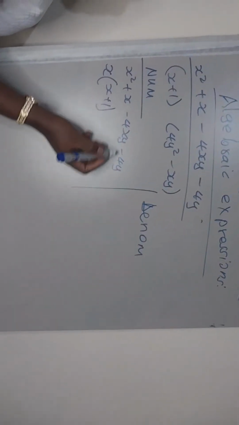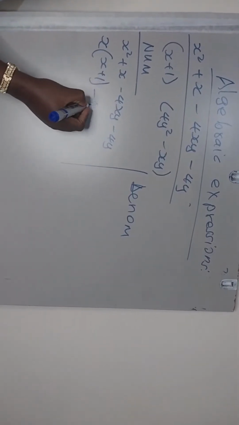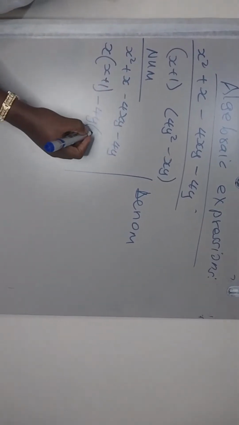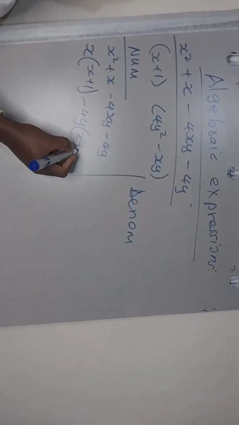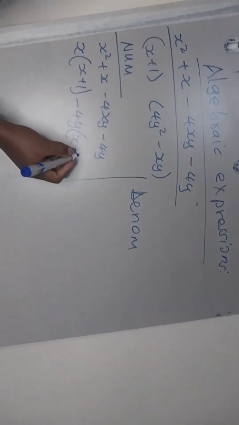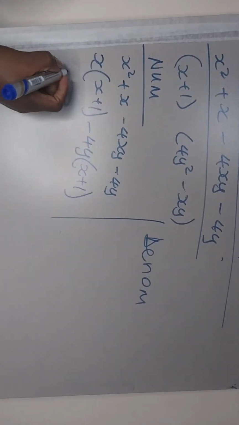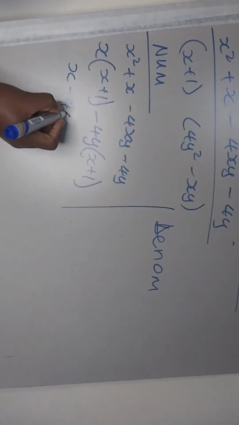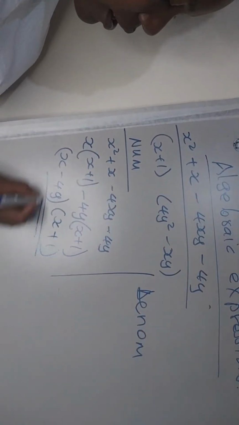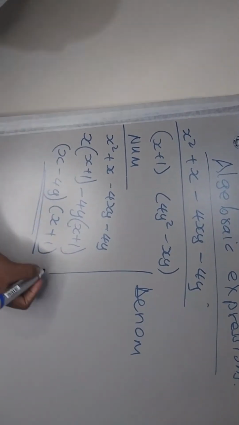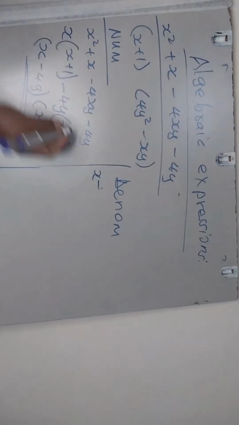4xy and 4y share 4y. So minus 4y into, here we remain with x, minus times minus gives us a plus, 4y divided by 4y we get 1. What is outside the brackets? Let it exist on its own bracket. It will be (x minus 4y) into (x plus 1) into (x plus 1). Okay, so this becomes our numerator.